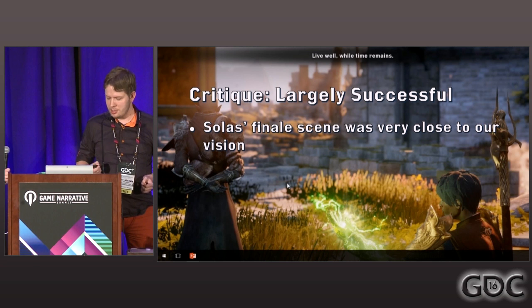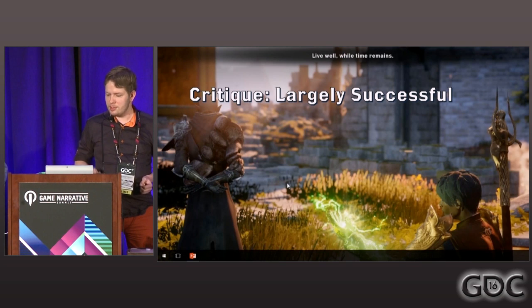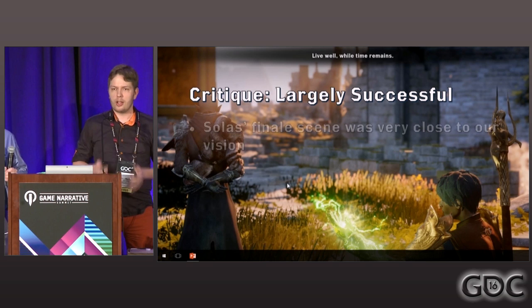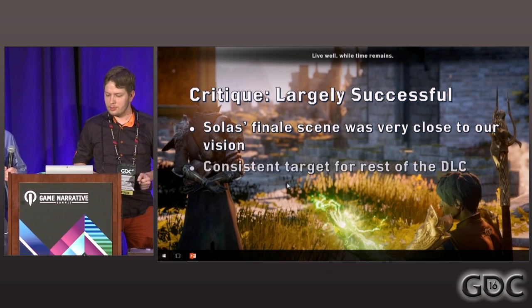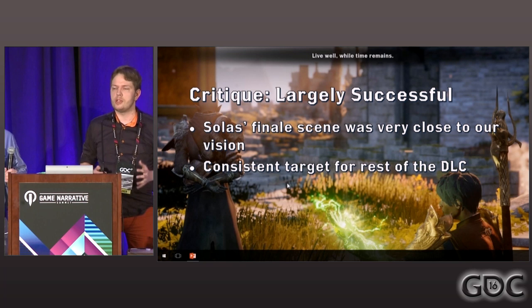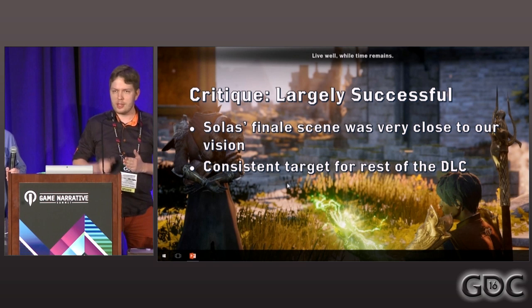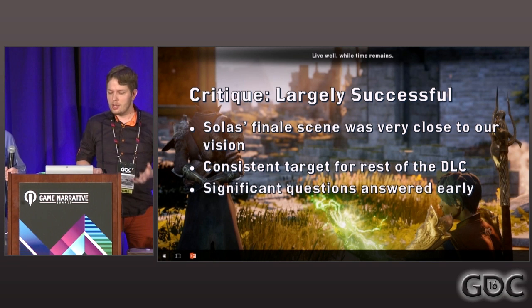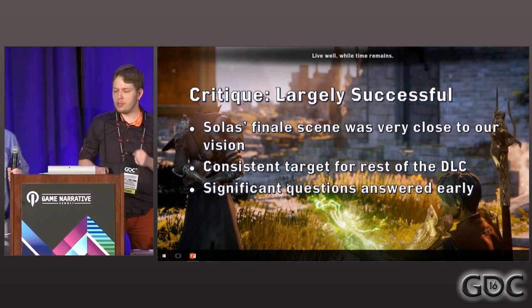If you look at the concept art in the previous slide, and then the actual scene in game, they're pretty close. And that's because we boarded this scene like crazy right at the beginning of the project. It was a consistent target for the rest of the DLC. This is also important: you have something that you know is going to change very little. Everything else in the DLC, all the plot threads before this scene and all the plot threads after this scene, tied back to this scene in one way or another. So it let us answer a lot of questions early without having to rebuild this scene from the ground up.